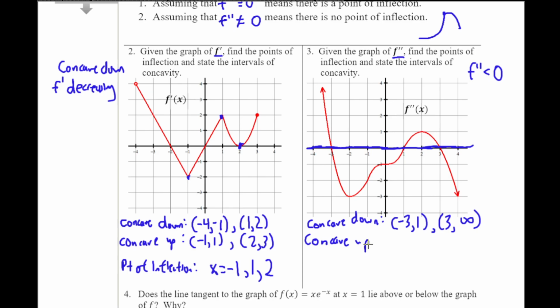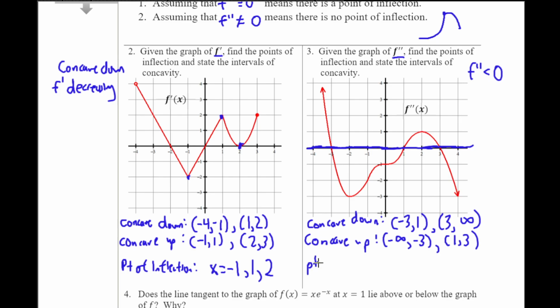Concave up, we're just looking for where this graph is above 0. So you see it's all the way from the left, -infinity to -3, and then 1 to 3. Very minor thing: you see how we didn't have any -infinity or +infinity in question 2? That's because there were no arrows on the left and right. But in question 3, we have these arrows that mean the graph goes on forever.